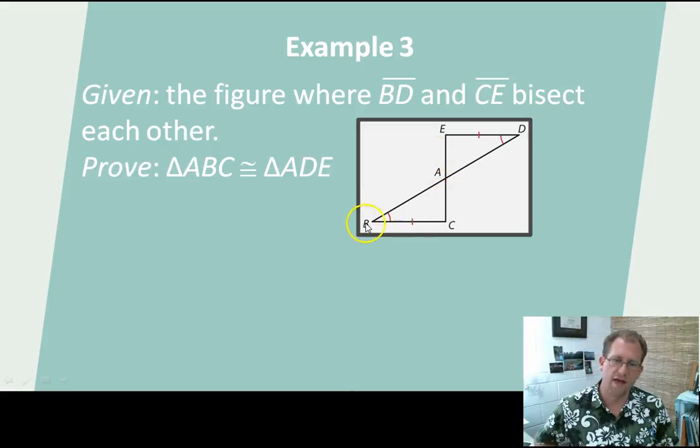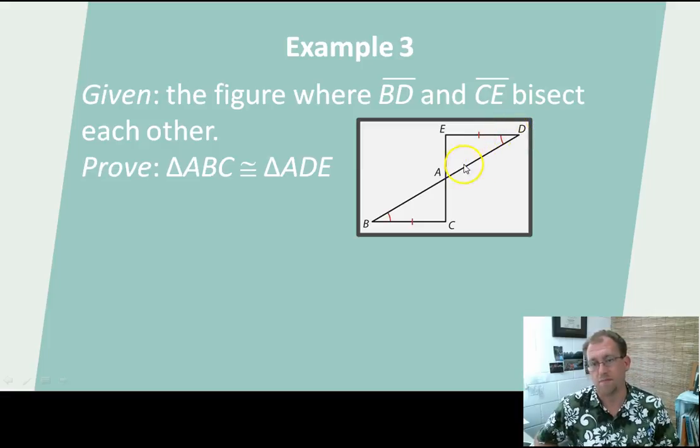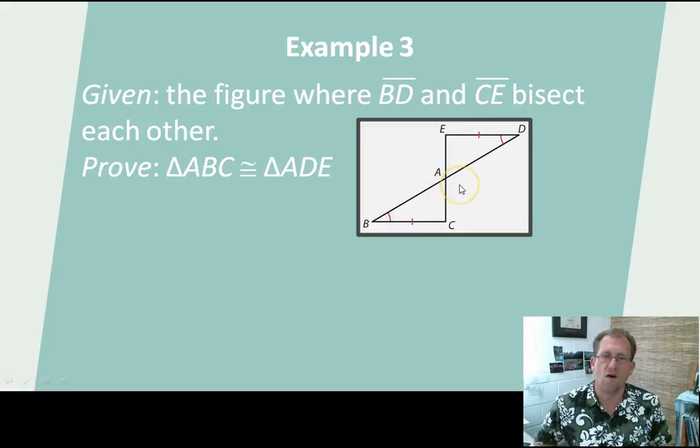I also have that BA and AD have to be congruent to each other because they bisect, right? This is bisected. And so I've got the legs here congruent. This leg and this leg are marked as congruent. This angle and this angle have to be congruent because they are vertical angle pairs.